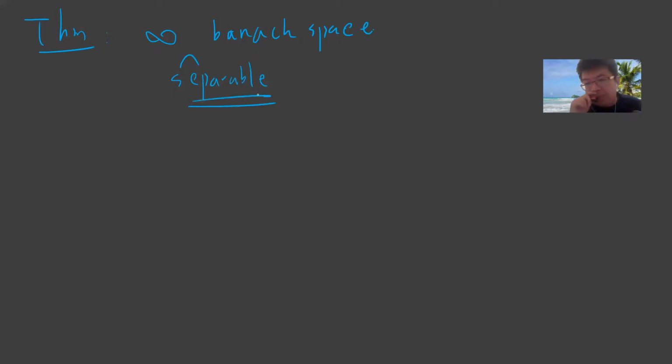So, the theorem: for an infinite dimensional Banach space, basically you need to add a condition called separable. This is a very technical condition, and I'm not explaining it here. You can imagine the space is like the L2 space or R infinity, that kind of space. Separable basically means it has a countable basis. Then there is no such measure.